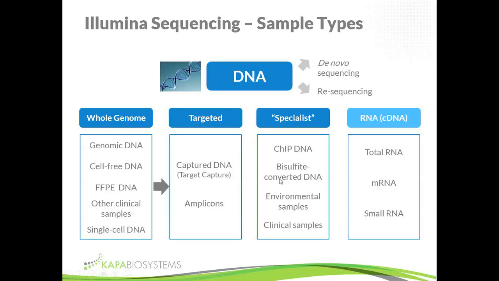And then there's a host of environmental samples, all kinds of soil samples and clinical samples that we can use for these specialist applications. And then for RNA, there's essentially three types: total RNA, mRNA, or small RNA. And the library construction methodologies for those differ a little bit. mRNA and total RNA are pretty much the same, and there is a very different way of making small RNA libraries.